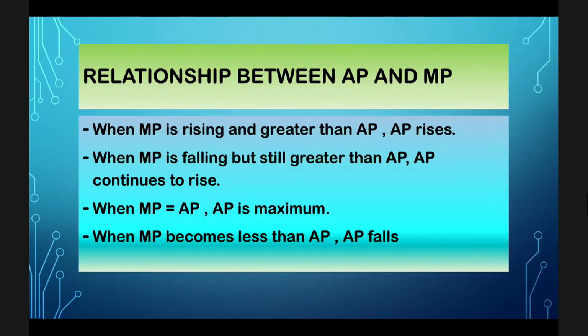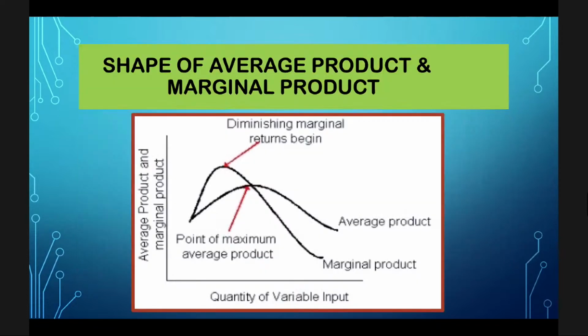to rise. When marginal product is equal to average product, average product is maximum. And when marginal product becomes less than average product, average product starts falling. So in every next innings, if your favorite batsman scores less than his average, then his average starts falling. This is the relationship which is explained with the help of this diagram also.